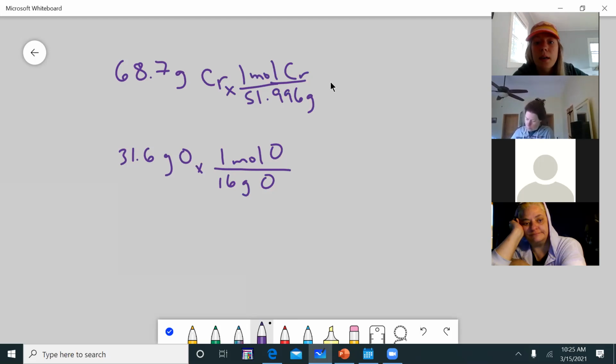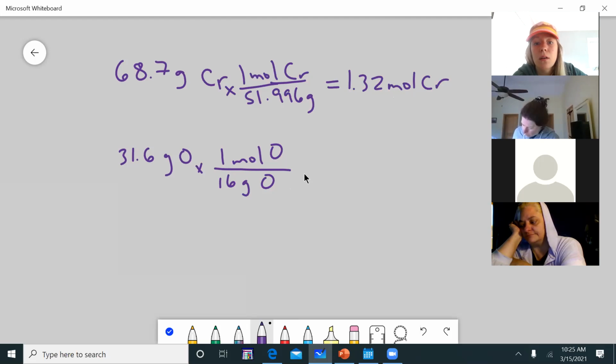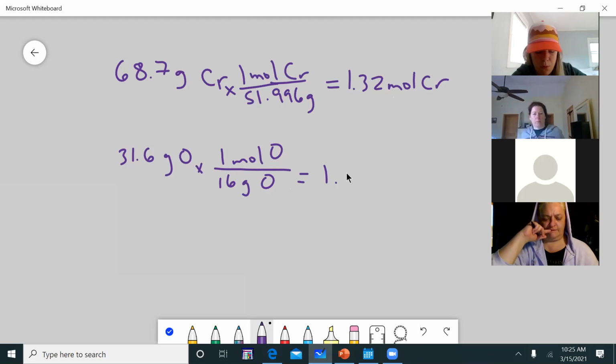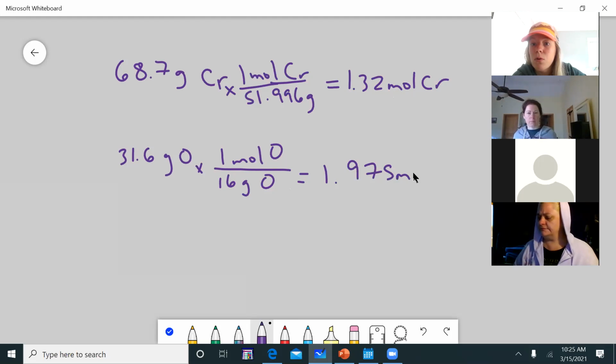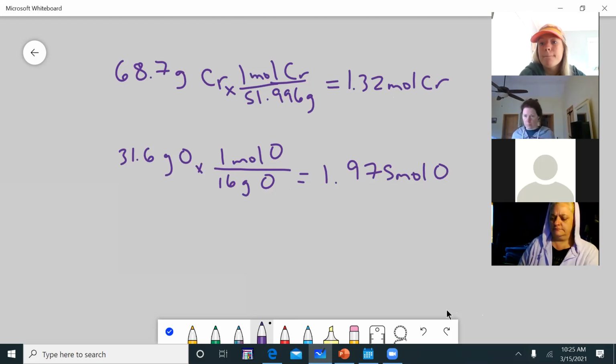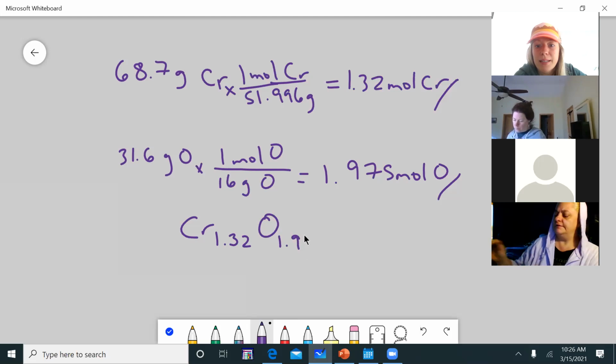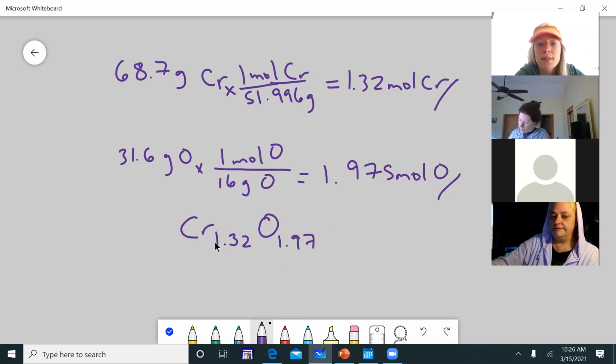So for the first one, I got like 1.32 moles of chromium. For the second one, I got 1.975 moles of oxygen. So now we write a pseudo formula. Some people just divide here instead of writing out the formula. You can do that as well if you want to. I'm going to just write it out. Chromium 1.32, oxygen 1.97. That's close enough to 2, but I'm just going to keep it intact for now. So this is a correct ratio.